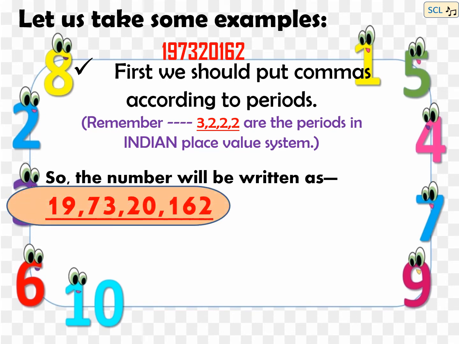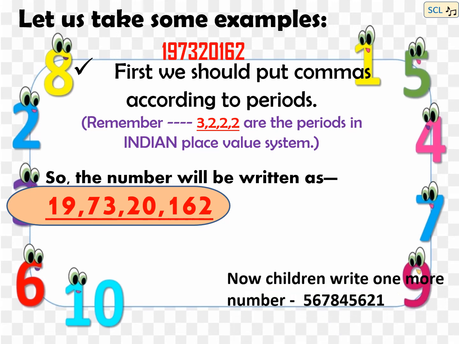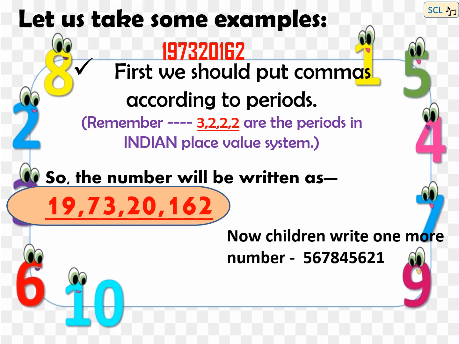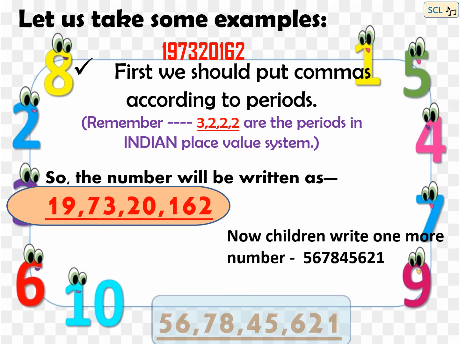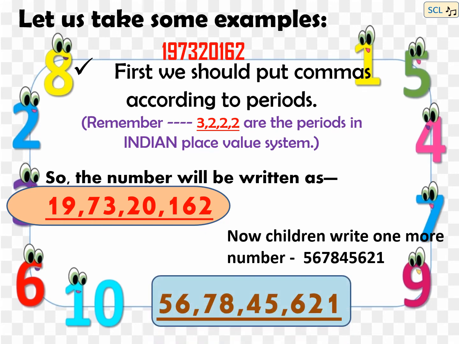19,73,20,162. When we read from the right, it comes 162, 20, 73, 19. Isn't it easy to read? Let us take one more number. Now you should put commas. Your number is 567845621. Isn't it easy? The number becomes 56,78,45,621.